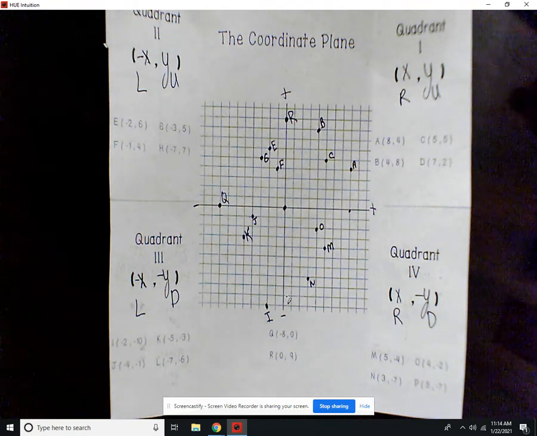Okay, so now we're going to get some more practice in. We're going to graph some points. We are going to identify points, and then we're going to identify letters at a certain point.